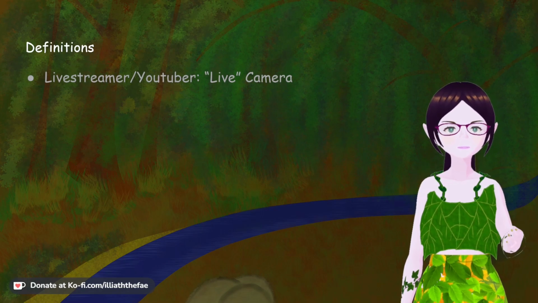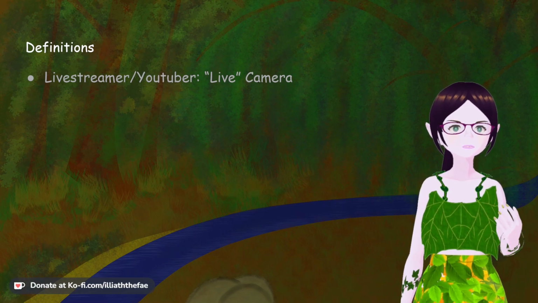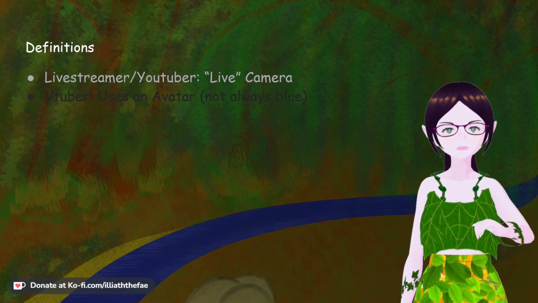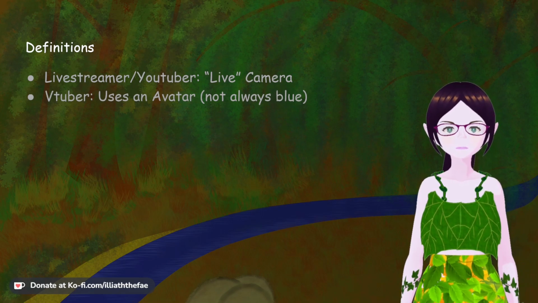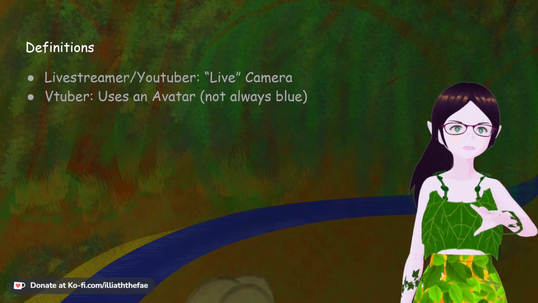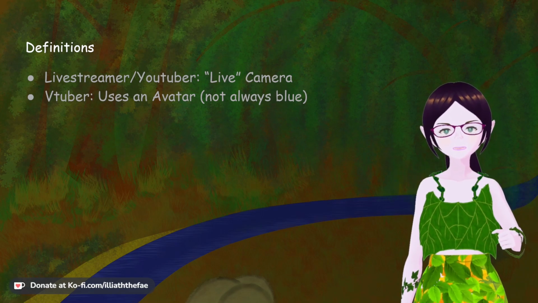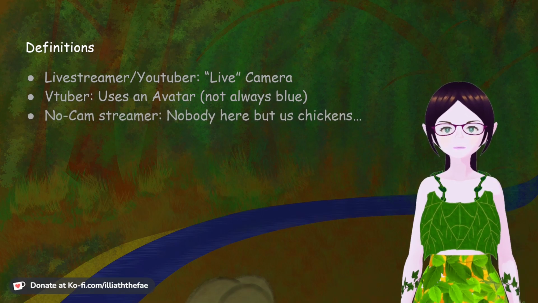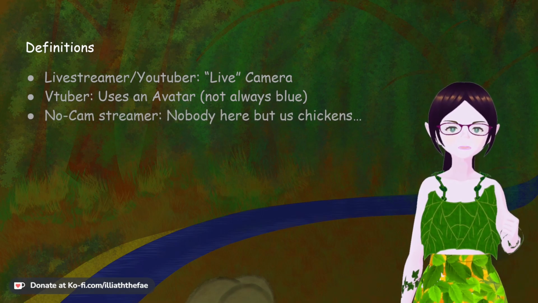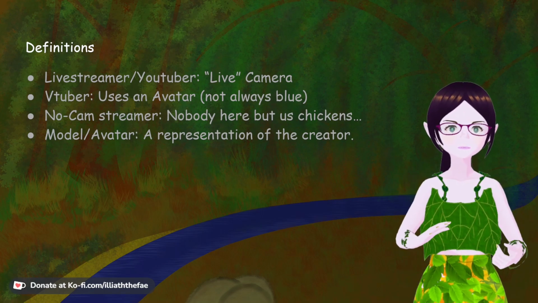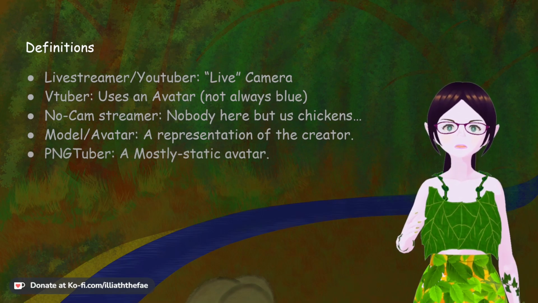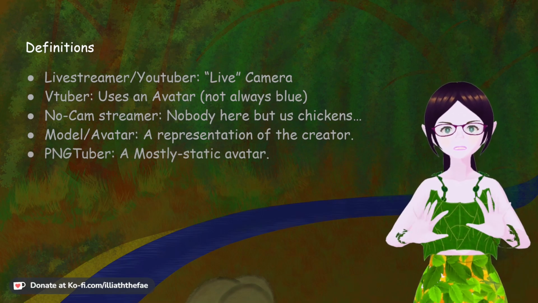A live streamer or YouTuber: someone who creates content using their actual face. A VTuber: someone who creates content utilizing an avatar to represent the streamer. Like, you know, this here. A no-cam streamer: someone who creates content using no representations for themselves. A model or avatar: this is a representation of the creator that's used to represent themselves to their audience. A PNG tuber: a mostly static avatar.